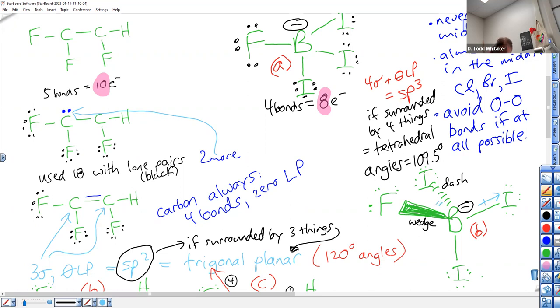This one, why am I drawing the vector as a dash? Because it's pointing behind the page. Why am I drawing this vector as a wedge? Same reason, it's coming out of the page. I'm going to number those, just my choice, 1, 2, 3, 4.